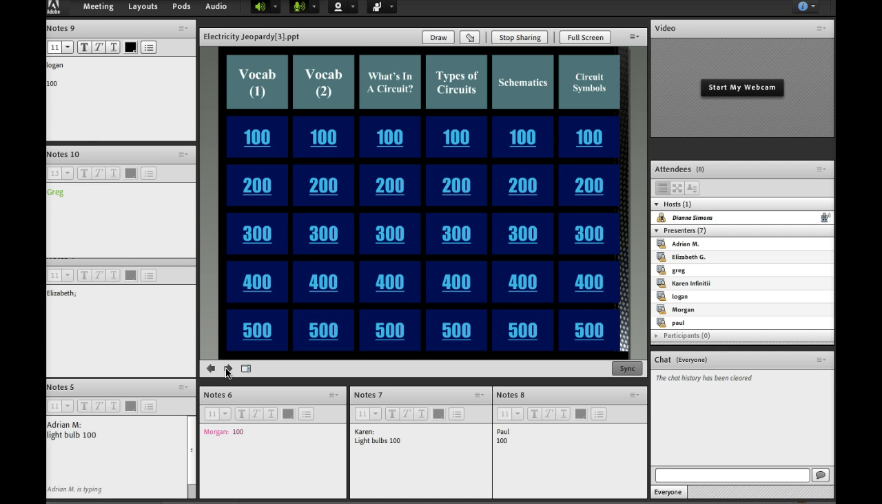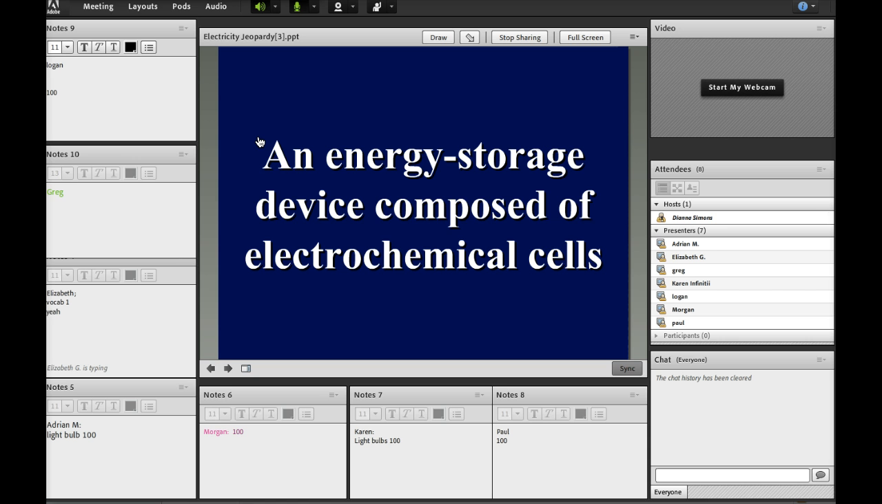So what's in a circuit? Elizabeth, which one do you want? You don't have to do what's in a circuit. Where's Elizabeth? Vocab. First one, second one. Okay. Do you want to start at 100? All right. Okay, so what is the word that has the definition: an energy storage device composed of electrochemical cells.